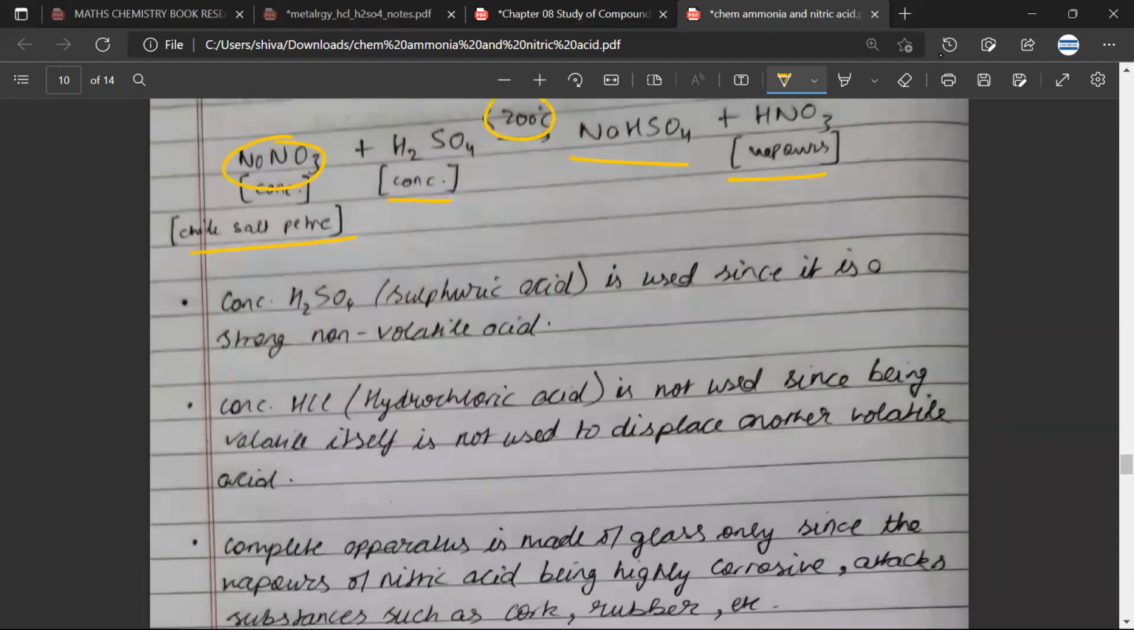So let's read some conditions regarding the laboratory method. Concentrated H2SO4, sulfuric acid, is used since it is a strong non-volatile acid. Concentrated HCl, or hydrochloric acid, is not used since, being volatile itself, it is not used to displace another volatile acid, because the reaction will be very explosive and messy.